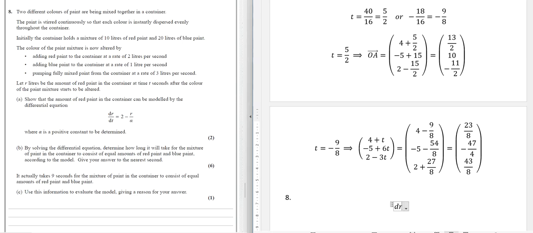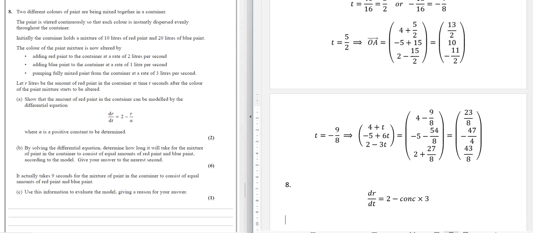R is the amount of red. I want to know how quickly the amount of red is changing. It's equal to the amount of red being added, which is going to be 2 litres per second. And then we need to subtract how much is leaking out. That's going to be the concentration multiplied by the amount that's leaking out, which is 3 litres per second.